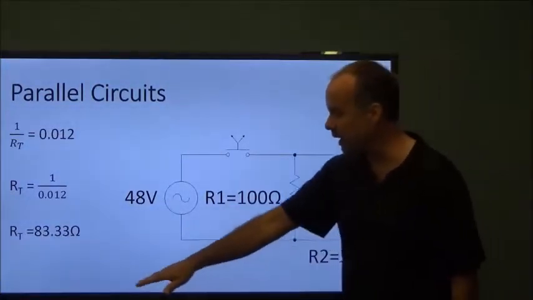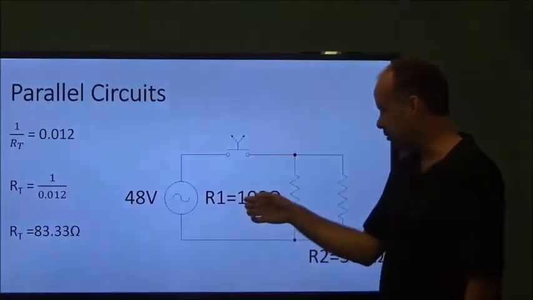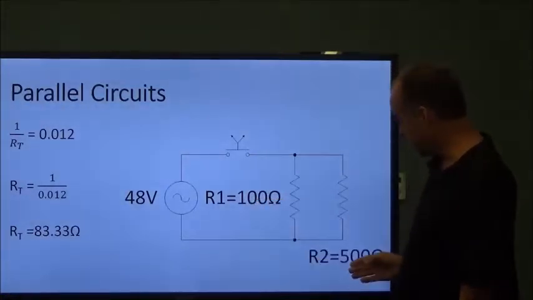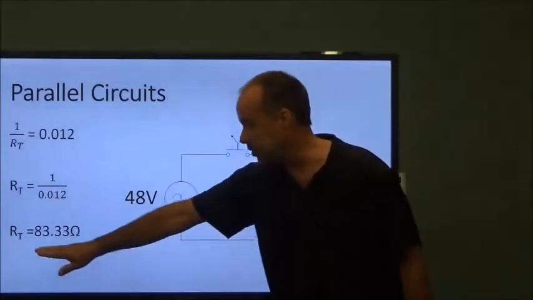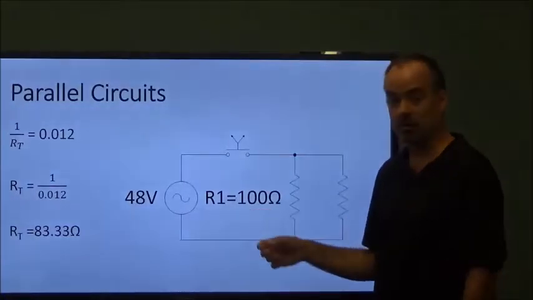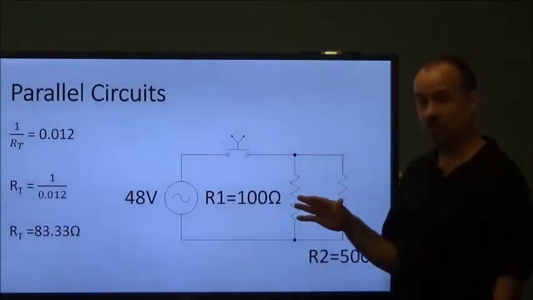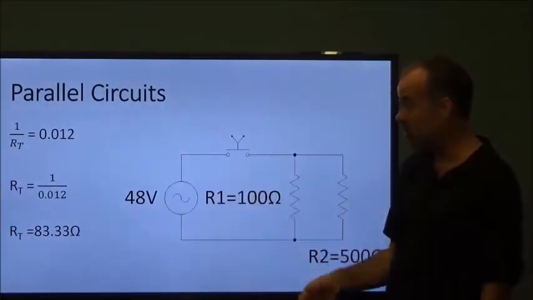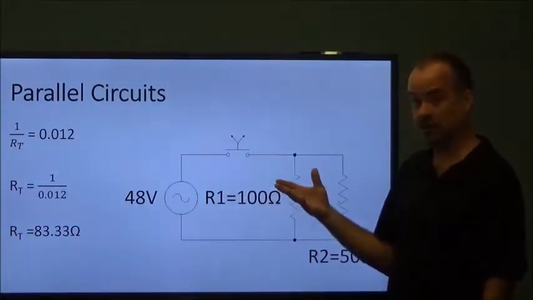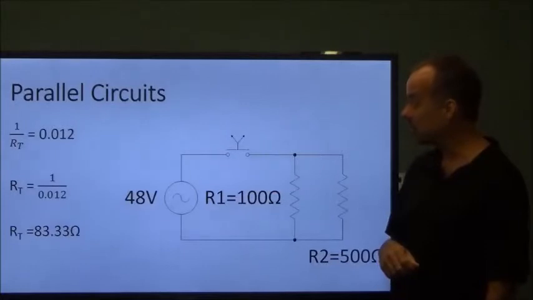You may find it kind of odd that I have a 100 ohm resistor here and a 500 ohm resistor here, but my total resistance is less than my smallest resistor. Well, that's one way to check to make sure your math is somewhat correct: make sure that that value is smaller than your smallest resistor. That lets you know that at least you're on the right track.